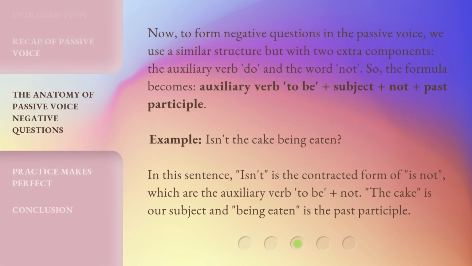Now, to form negative questions in the passive voice, we use a similar structure but with two extra components: the auxiliary verb, do, and the word, not. So, the formula becomes auxiliary verb, to be, plus subject plus not plus past participle. Example, isn't the cake being eaten? In this sentence, isn't is the contracted form of is not, which are the auxiliary verb, to be, plus not. The cake is our subject and being eaten is the past participle.